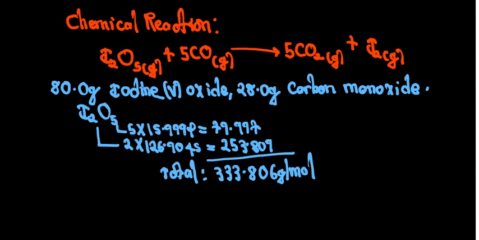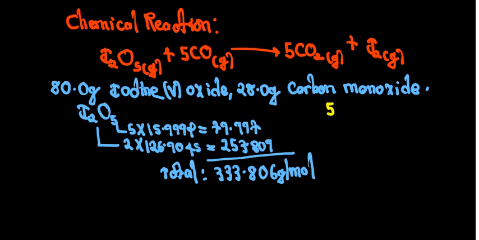I've got 2 atoms of iodine, 5 atoms of oxygen. On the other side, 10 atoms of oxygen. On the side of the reactants, 10 atoms of oxygen, 5 atoms of carbon. And on the side of the products, we've got 5 atoms of carbon. So you're supposed to make sure that the chemical reaction is balanced. Please let's not forget that. So we come here and get the mass of the carbon monoxide.